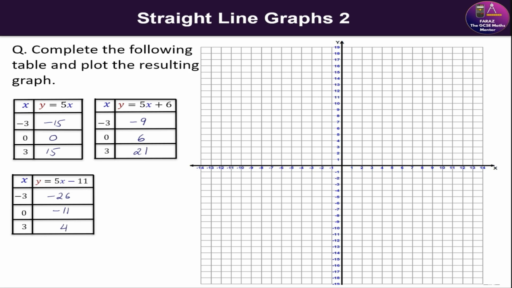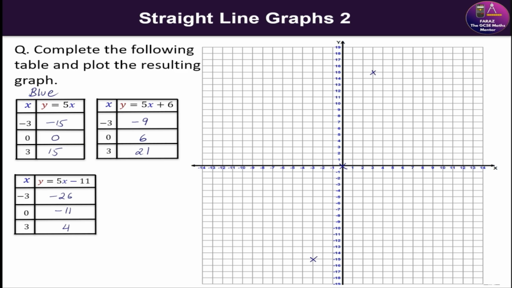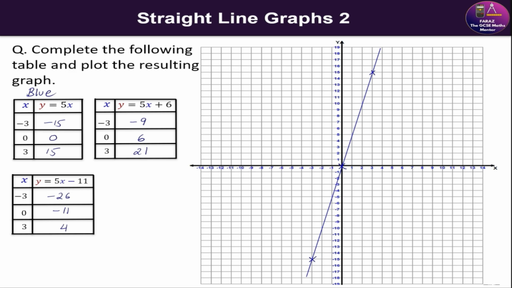Now it's time to plot each and every line one by one. So let's plot the first one. Let's make it in blue color. Alright, we have to plot the coordinates first. Negative 3 comma negative 15, it has to be there. Then 0 comma 0 must be at the center because the center is the origin, in which x and y both are 0. And then we have 3 comma 15, it has to be there. Now we need to join them together with the help of a line. So this blue line is y equals 5x.